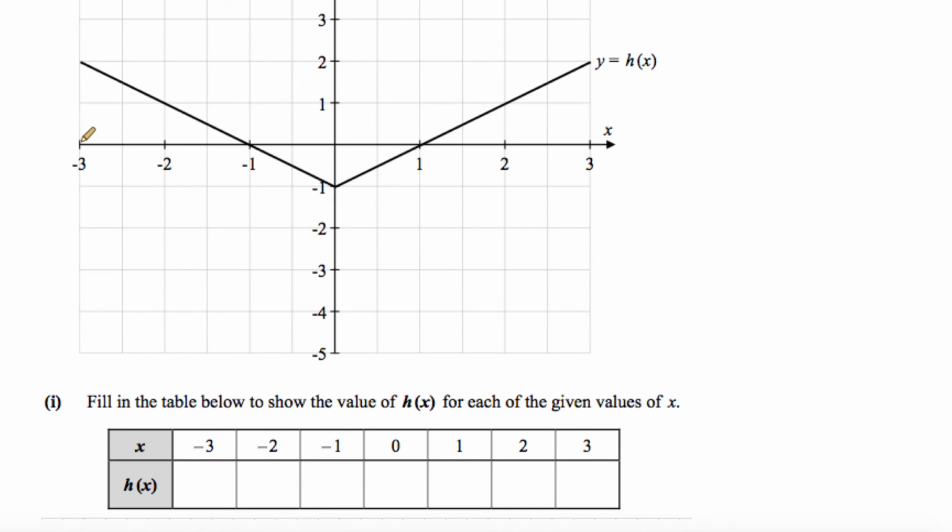Okay, so again, if we're at minus 3, you can see we have to go up to 2 to hit the function. If we're at x is equal to minus 2, we have to go up to 1 for h of x. If we are at minus 1, it's at 0. At 0 we have to go down to minus 1. If we're at 1, again it's 0. Over to 2 we have to go up to 1 again. And finally all the way over to 3 we have to go up to the number 2. So there's our h of x values.